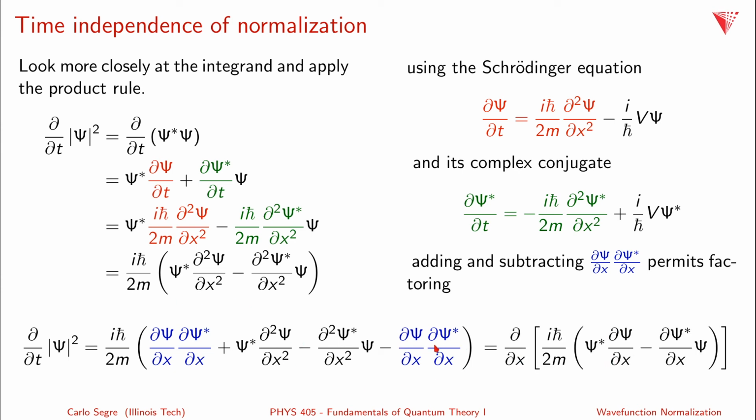If I regroup this, I realize that this is simply the partial with respect to x of iħ over 2m times ψ* times the partial of ψ with respect to x, minus the partial of ψ* with respect to x times ψ. And you can see how this works, because if I take the partial derivative using the product rule, here I get two terms. One is the first term, and then the second term is this one. And if I take the partial with respect to x of this term here, this product, then I'm going to get this term and this term.